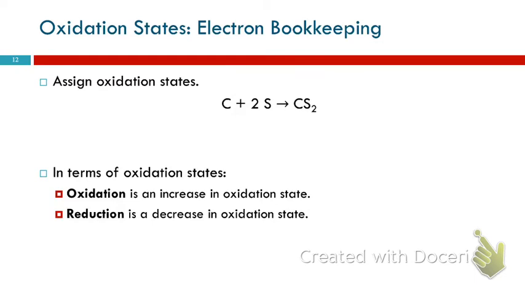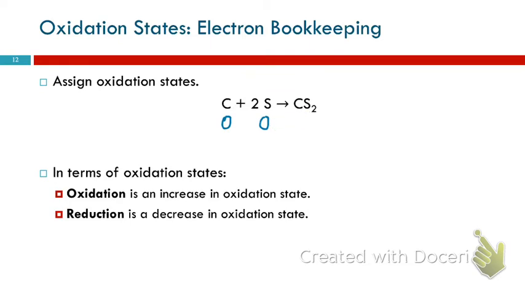So now we can go back to this chemical reaction here where we couldn't identify what was being oxidized and what was being reduced. We can use the oxidation states to help us figure that out. So what's the oxidation state for the carbon? 0, because it's an element by itself. How about this sulfur? Is it an element by itself? Yeah, there's 2 moles of it, but it's still just sulfur.